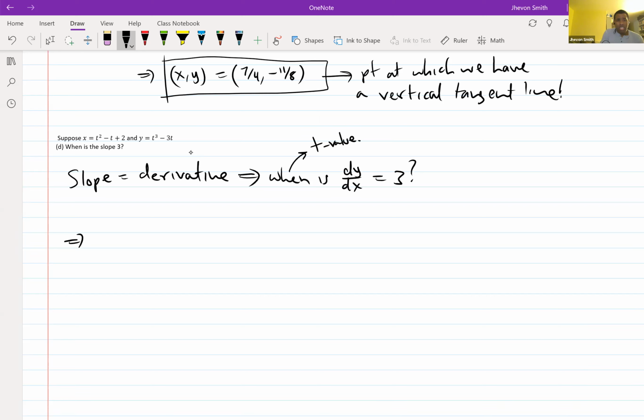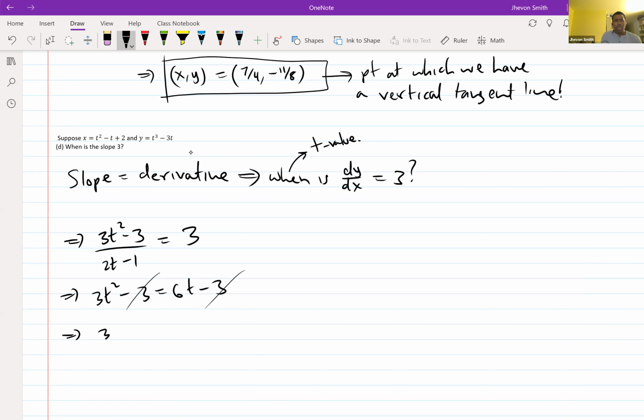Now remember that our dy/dx is going to be just dy/dt, which is 3t squared minus 3, we actually derived this before, over dx/dt, which is 2t minus 1. We want to know when that's equal to 3. So that's going to be 3t squared minus 3 equals 6t minus 3. Subtract 3 from both sides. It says 3t squared equals 6t. Okay, pause the video, solve that for t really quickly. Go.